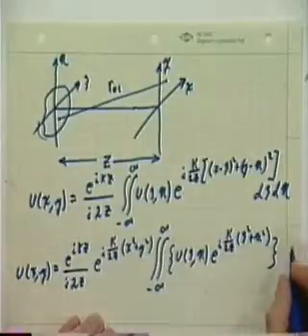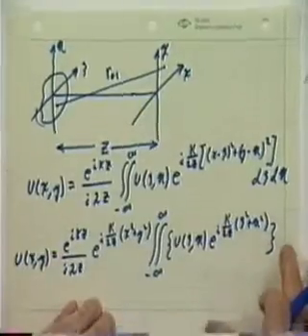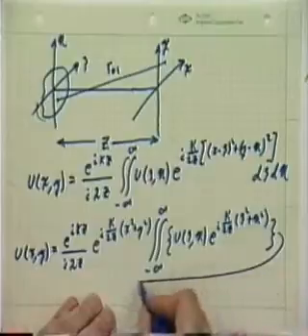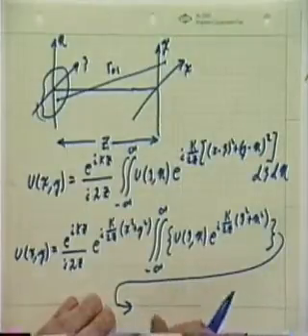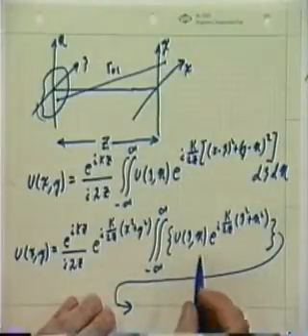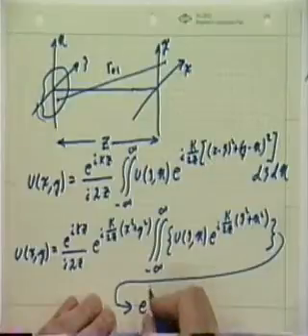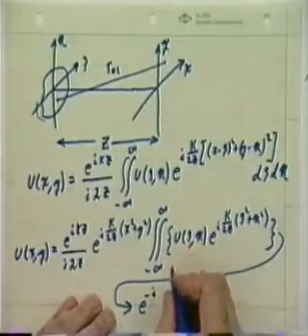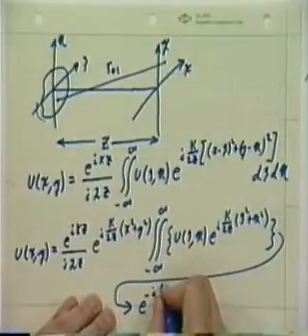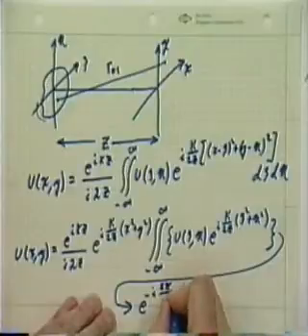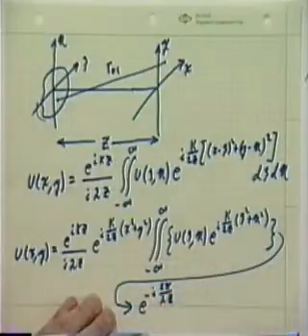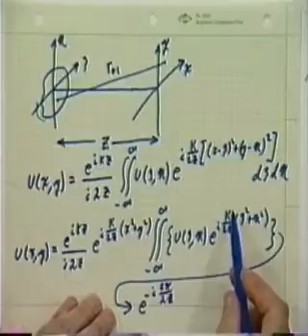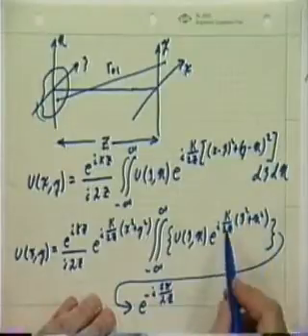And then we always run out of space here. So we'll come down here. And see, what do we have left? We have an e to the minus i 2 pi over lambda z. So I'll just put 2 pi over lambda in for k.